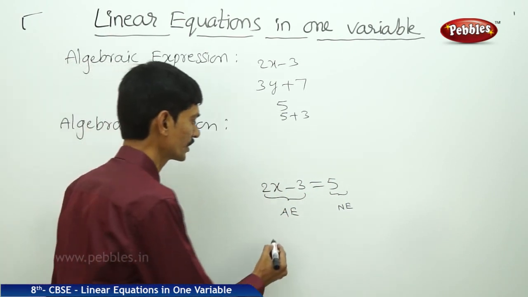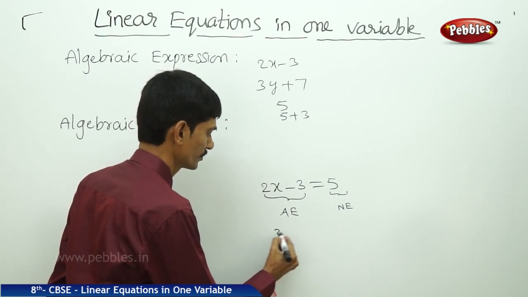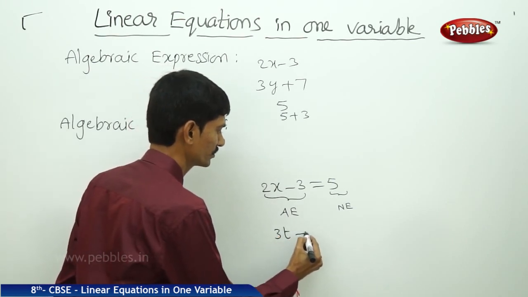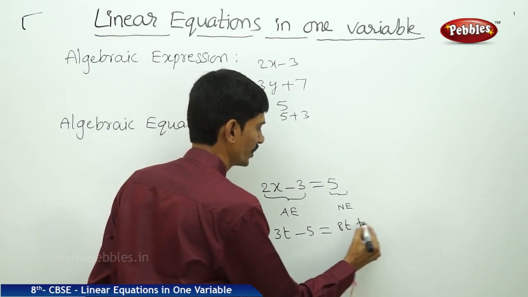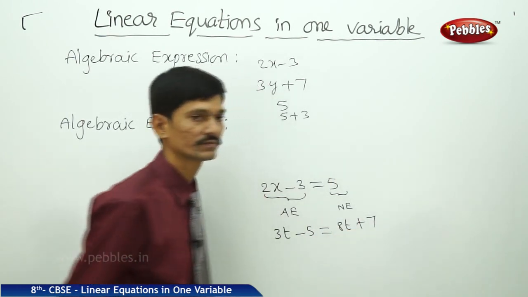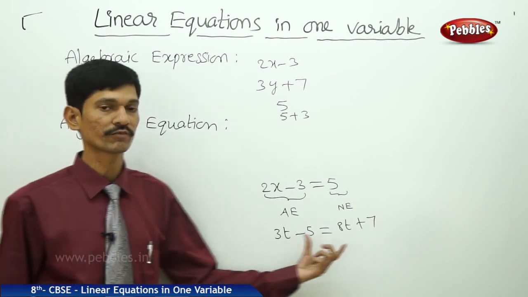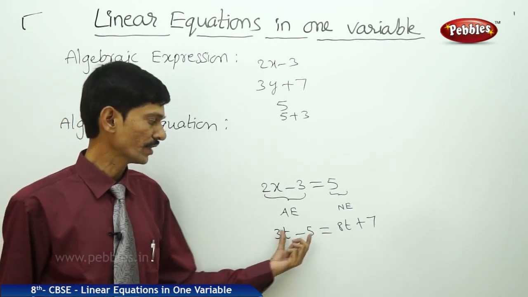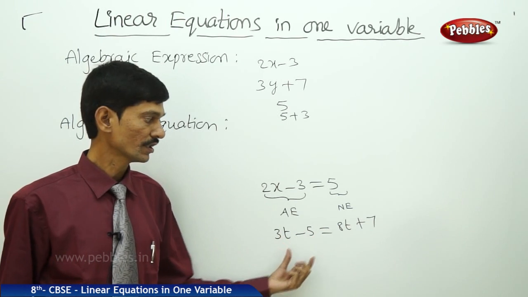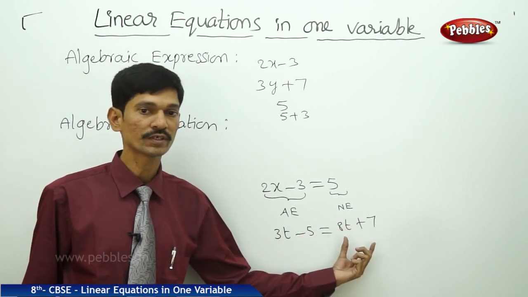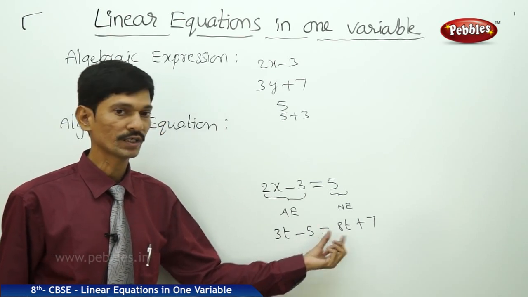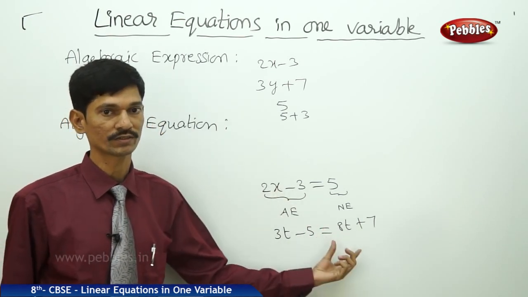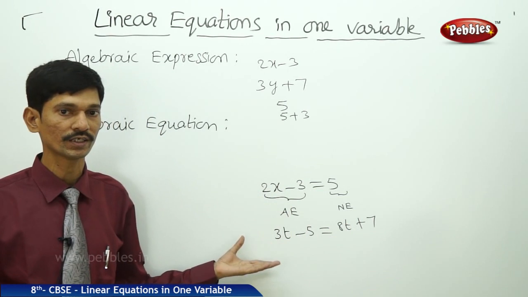Let us take another algebraic equation. 3t minus 5 equals 8t plus 7. So this is also an algebraic equation. In this, 3t minus 5 is an algebraic expression as well as 8t plus 7. This is an equality of two algebraic expressions. So this is an algebraic equation.